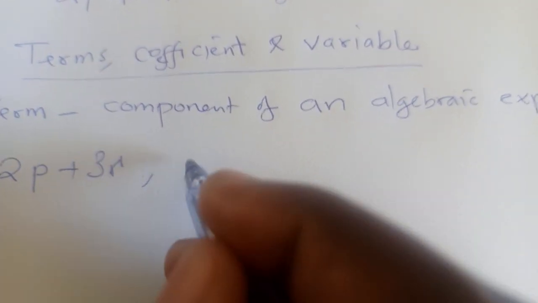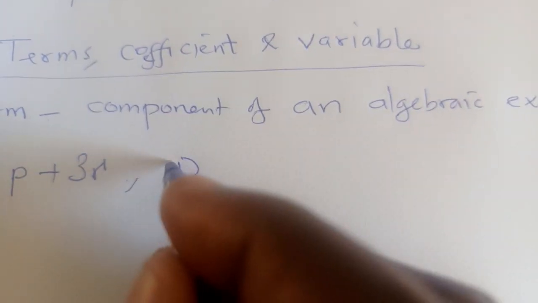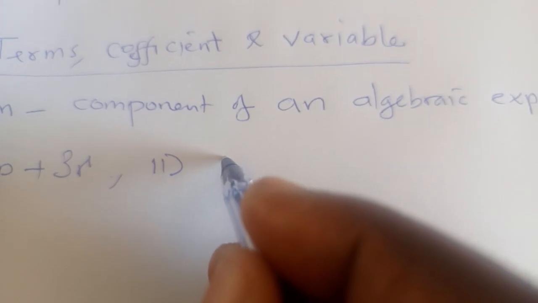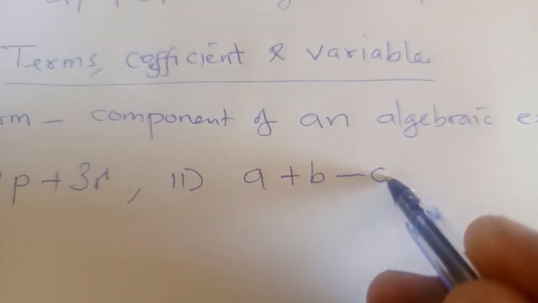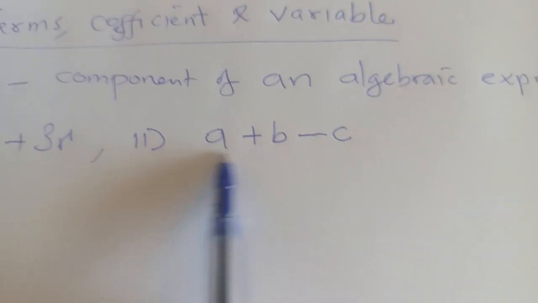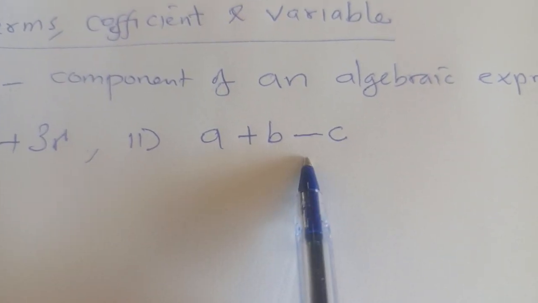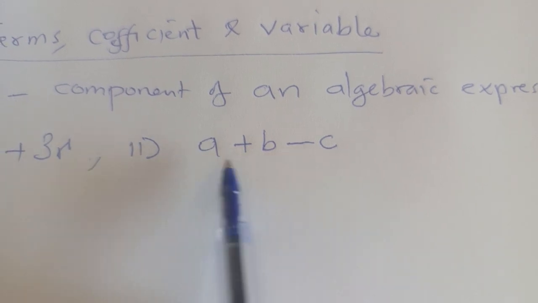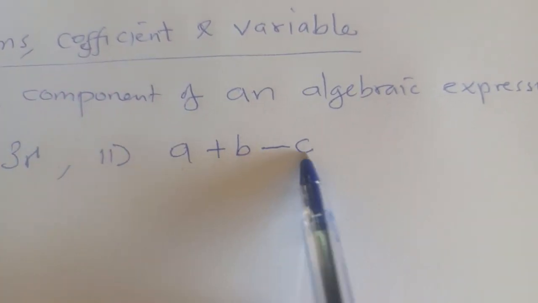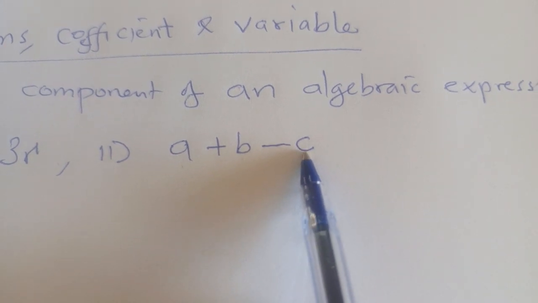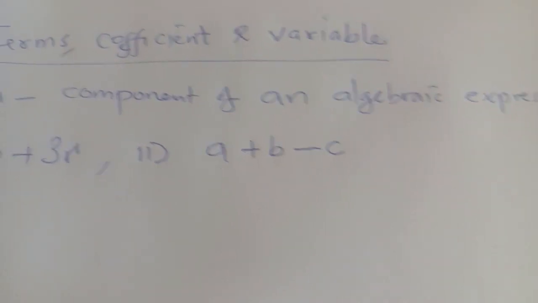So again, if we consider another case, let's say a plus b minus c. Now this is another algebraic expression with three terms. a is a term, b is a term, and minus c or negative c is also another term.